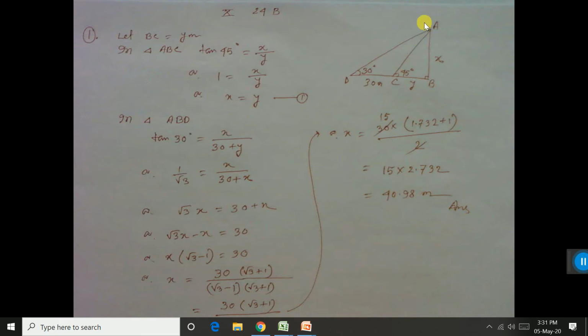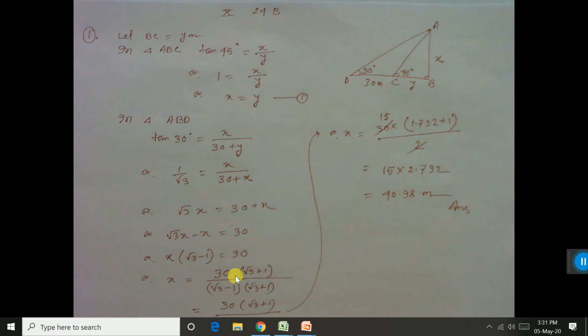Now in triangle ABD, 30 degree angle. So tan 30, that is perpendicular x and base is 30 plus y, that I have written. Perpendicular by base. Tan 30 value you put, cross multiplication, root 3 into x equal to 30 plus x. Bring x this side and take x common. Root 3 minus 1 this side, multiplication after going that side, it will be divide. You have to divide this.